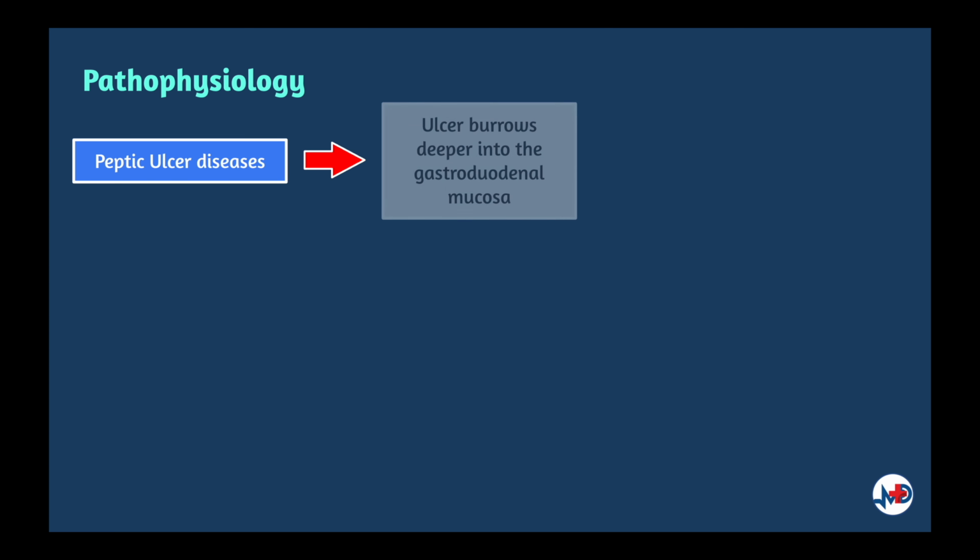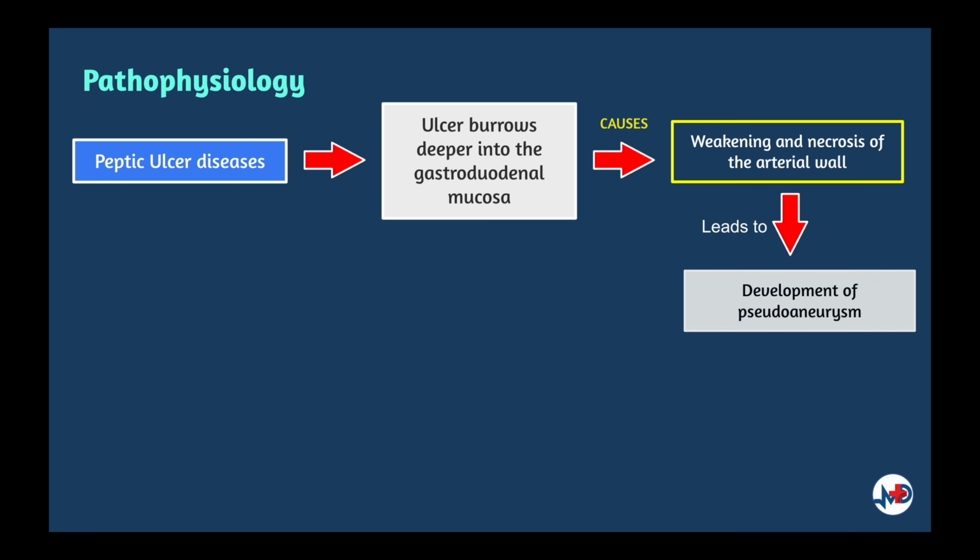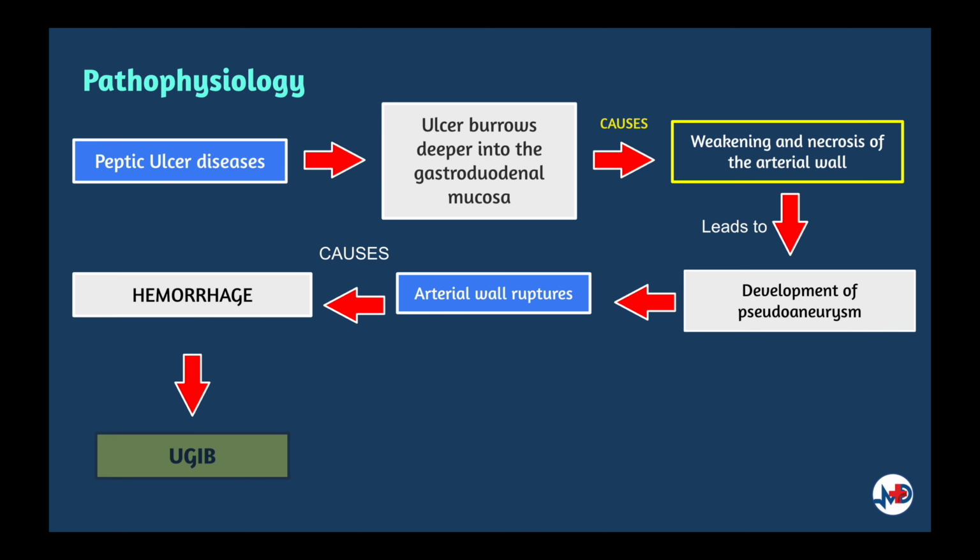So, what is the pathophysiology of upper gastrointestinal bleed? How does this happen? Peptic ulcer disease, as we know, is one of the common causes of upper GI bleeding and is usually caused by Helicobacter pylori infection, causing an ulcer which then burrows deeper into the gastroduodenal mucosa. This then leads to weakening and necrosis of the arterial wall, which continues to the formation of a pseudoaneurysm. The weakened arterial wall ruptures, and this leads to hemorrhage causing upper GI bleed.